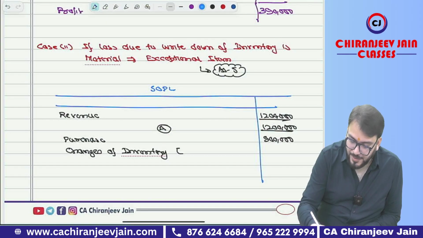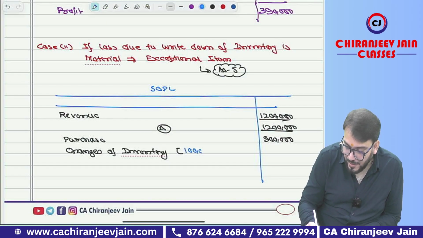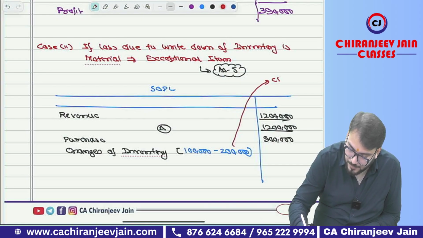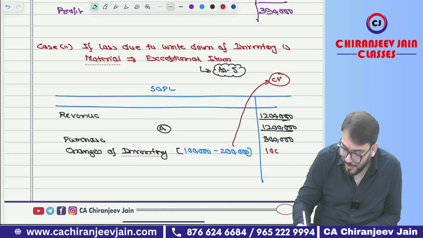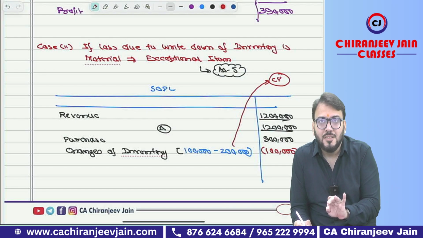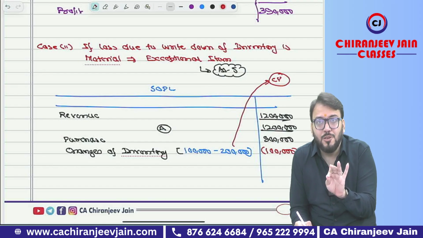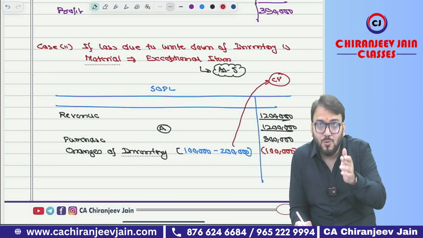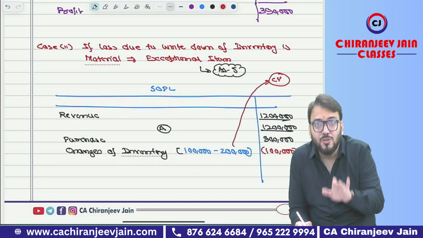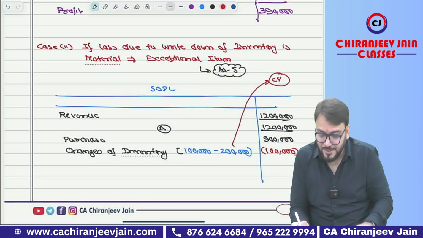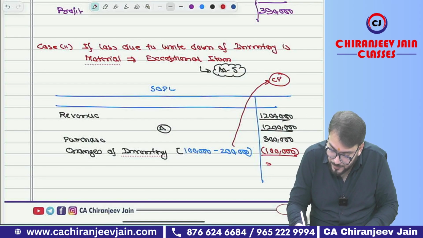Changes in inventory will be 1 lakh minus 2 lakh only. Means this will be at cost price here. And you can see this will be 1 lakh negative. Are you able to see why it is negative? Because opening stock plus purchase minus closing stock will do. If the closing stock is more than the opening stock, your expense, your cost decreases. Your cost decreases. Correct? Okay. So this will be total 8 lakh.